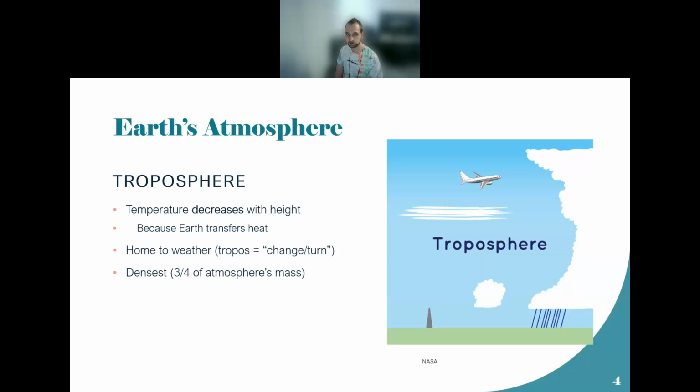The first layer is called the troposphere. Here, temperature will decrease with height because Earth will transfer its heat into the atmosphere. So it's being heated from below by the Earth's surface. It's called the troposphere because tropos means change or turn, and it's home to weather, which changes frequently. And this is the densest layer of the Earth's atmosphere, containing 3/4 of the atmosphere's mass.